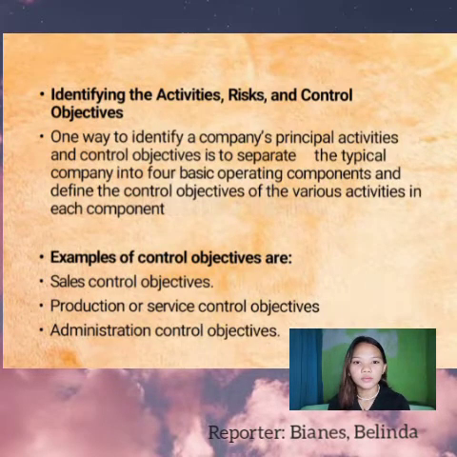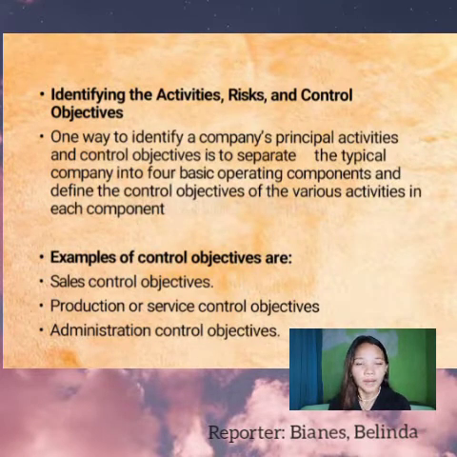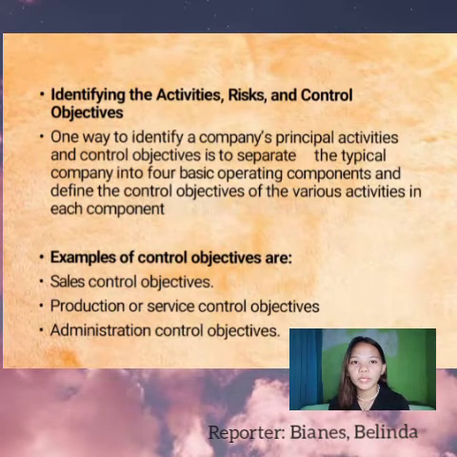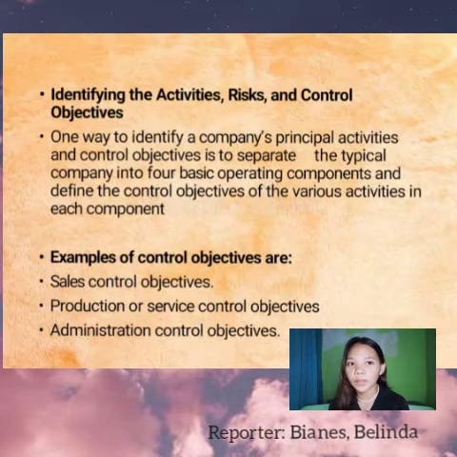So, example of control objectives, sales control objectives, ito naman yung parang papangalagaan nila yung sales nila. Control objectives can be classified into categories such as compliance, financial reporting, strategic operations. Titignan nila yung financial reporting, kung kumikita ba sila or nalulugi na ba sila, kung meron ba silang dapat gawin para mas lalo pang tumaas yung kita nila.